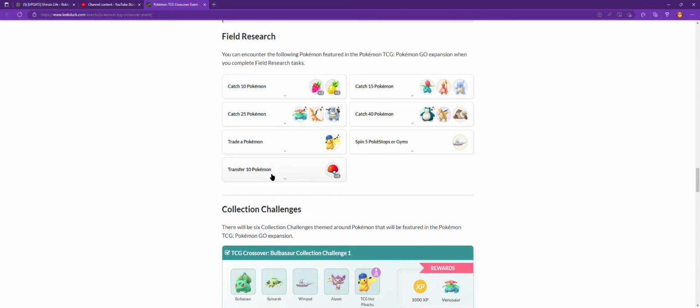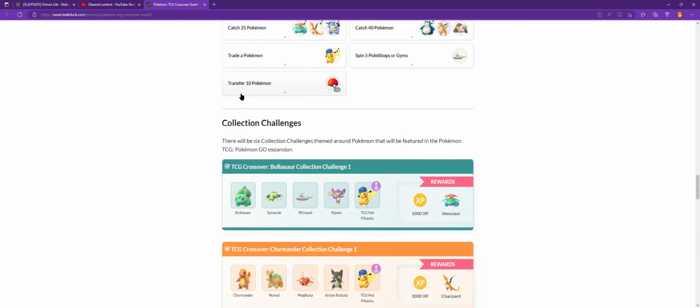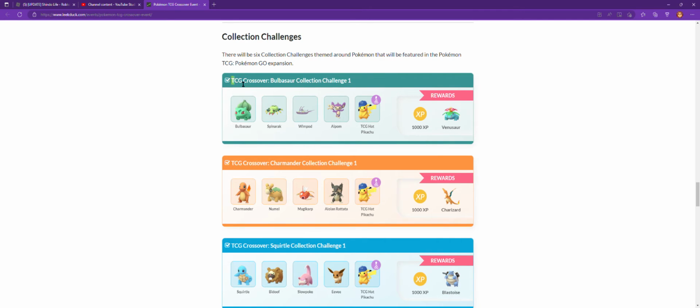All right, guys, here's part 3 of the TCG Collection Challenge of Pokemon Go. First, we had the TCG Crossover Bulbasaur Collection Challenge. There were multiple collection challenges. You had to catch Bulbasaur, Spinarak, Wimpod, and Applin, and the TCG had Pikachu, and you got rewarded with 1,000 XP and a Venusaur.